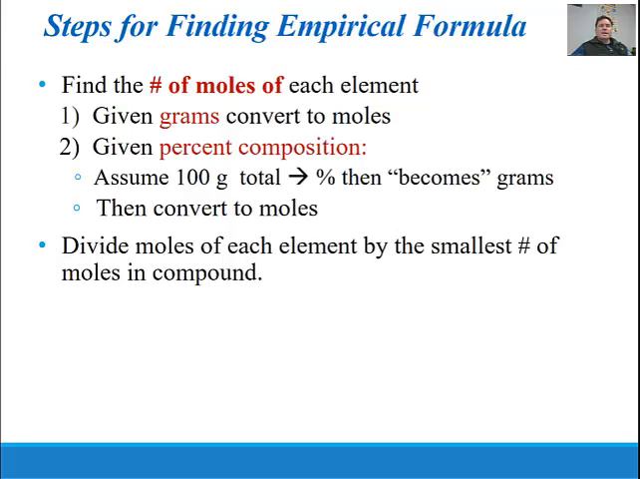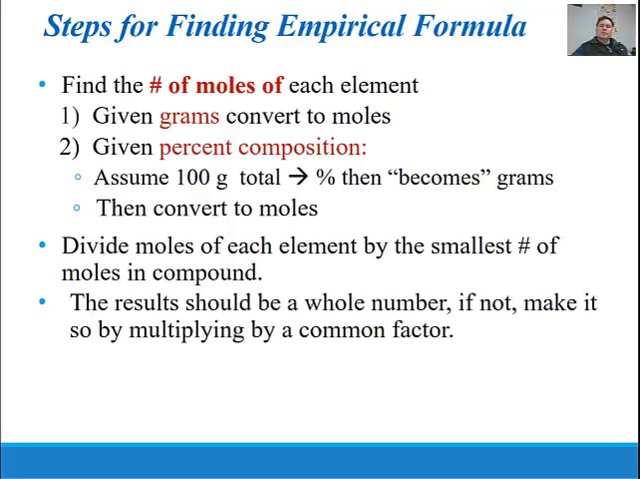Your next step then is you're going to look at the number of moles you have of each element and then divide each by whatever the smallest total moles are. This is going to give us our ratio for our subscripts. Hopefully, when we do this, we end up with a whole number. If we do, that becomes our subscripts.